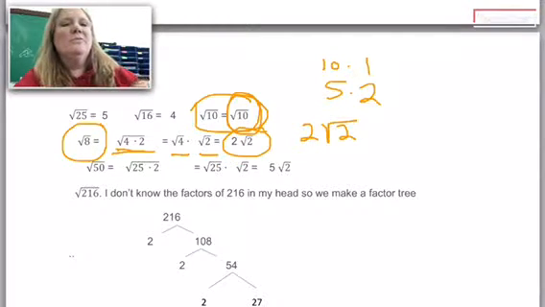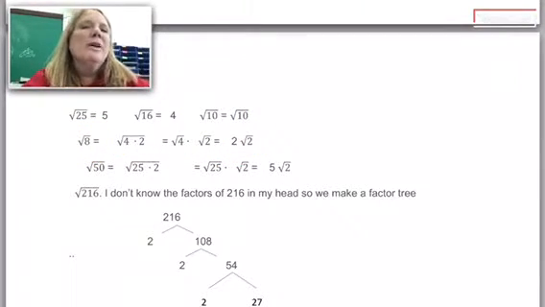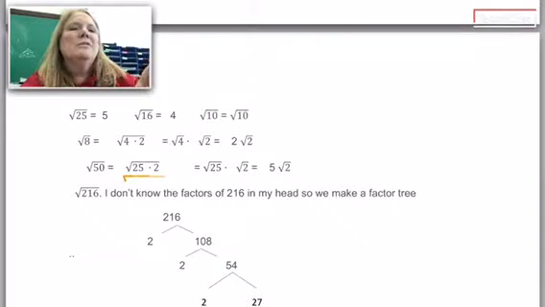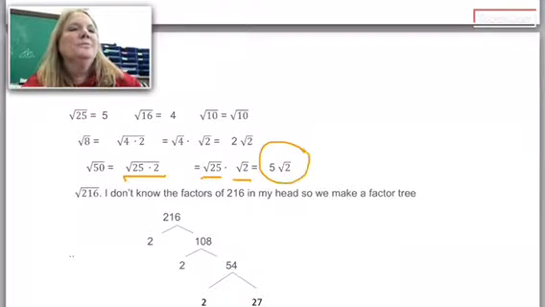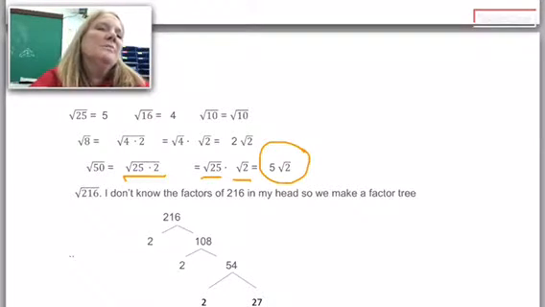Okay, let's look at the square root of 50. We can rewrite 50 as 25 times 2. So we can rewrite that as the square root of 25 times the square root of 2. We know that the square root of 25 is 5, so that comes out from the radical. And we're left with 5 times the square root of 2.